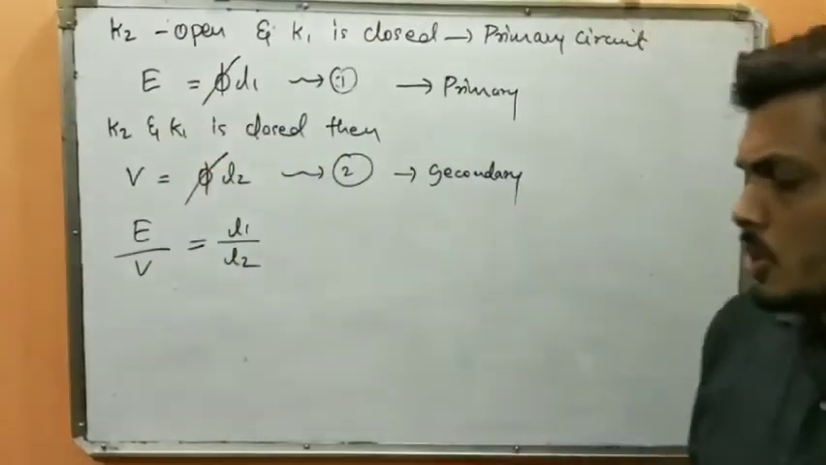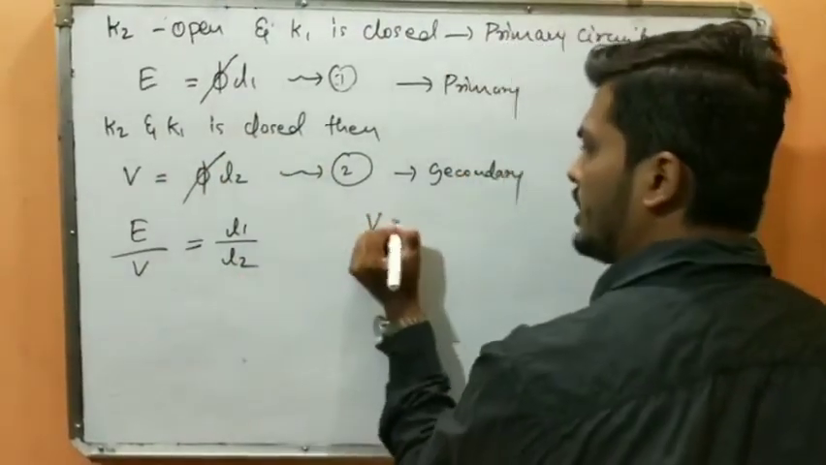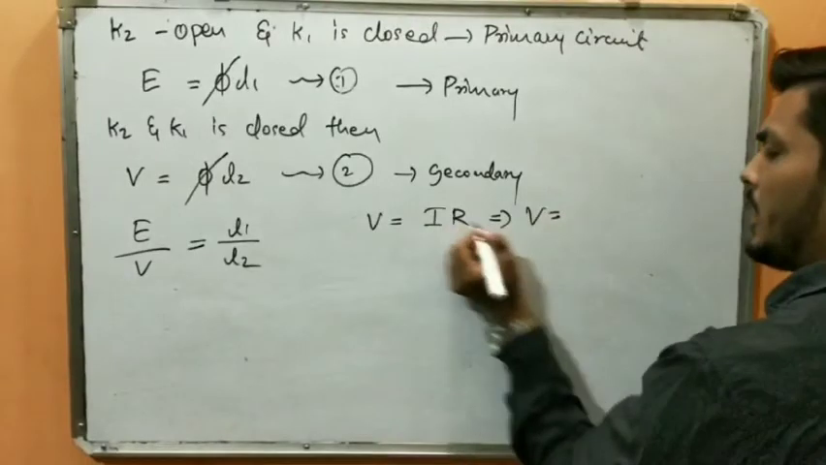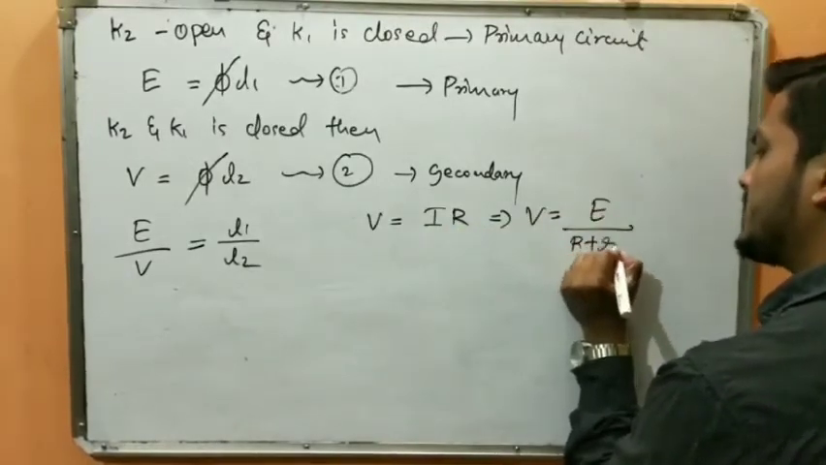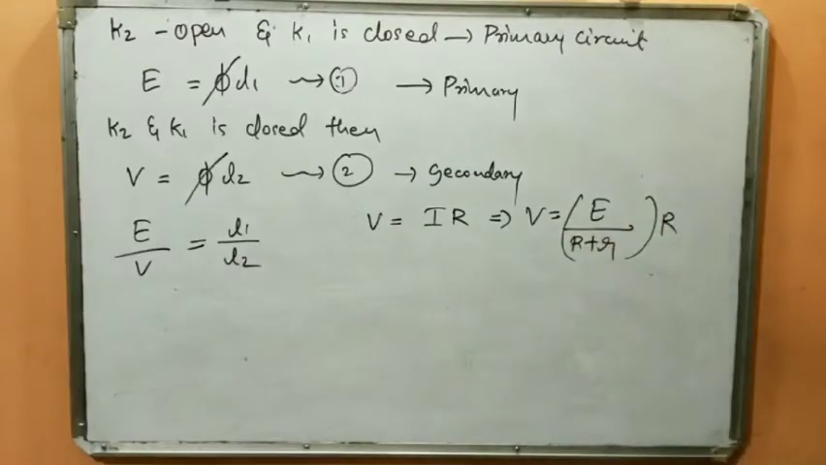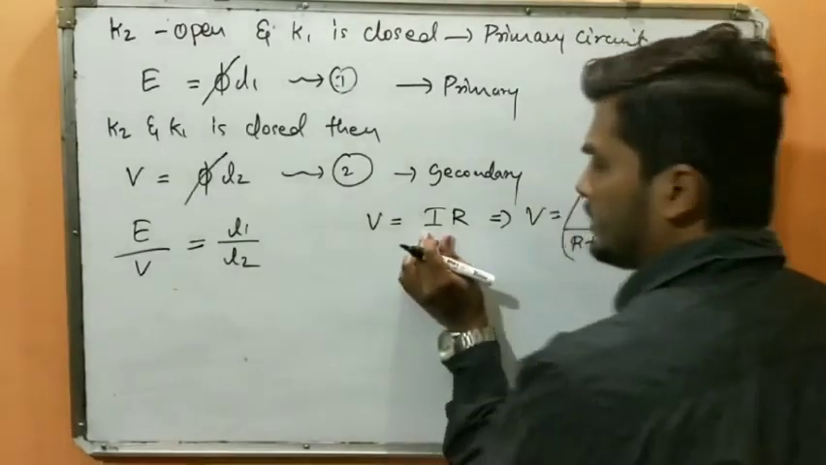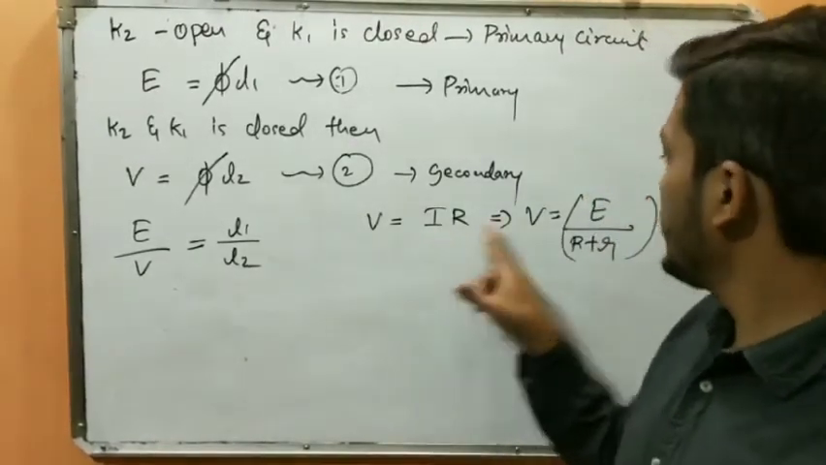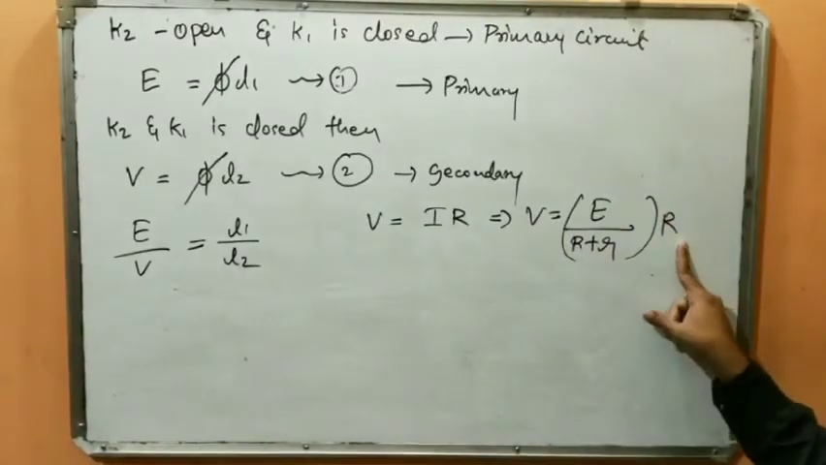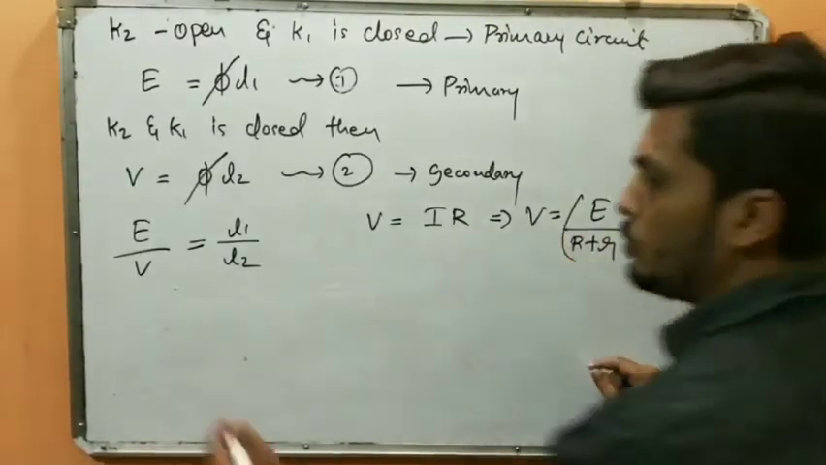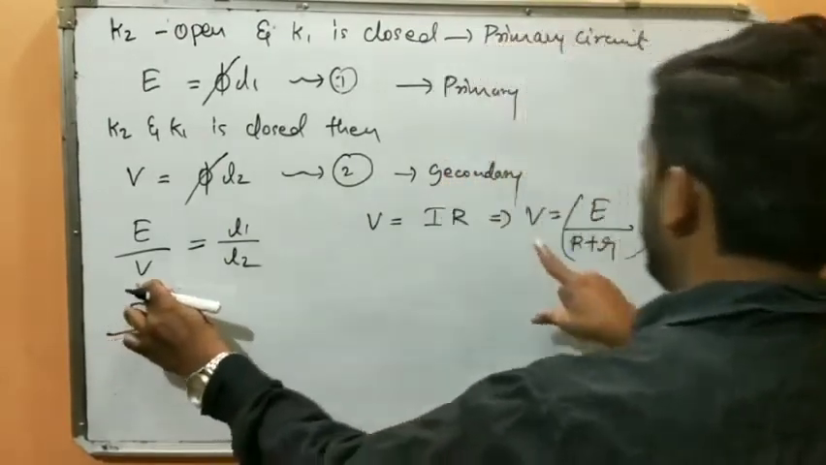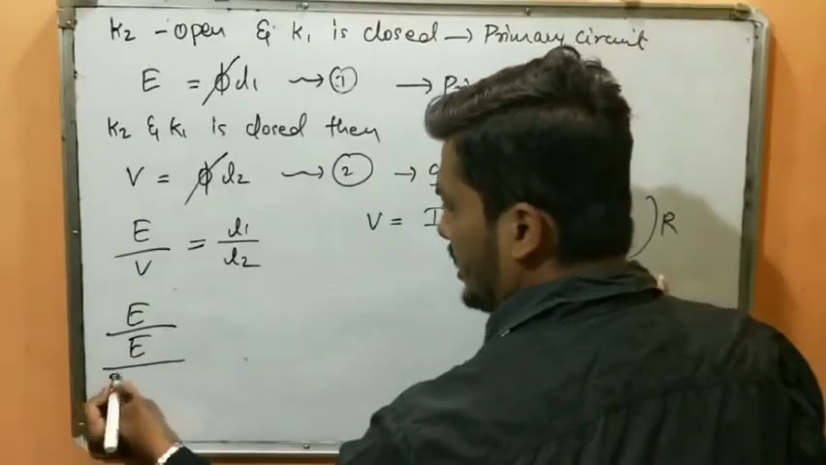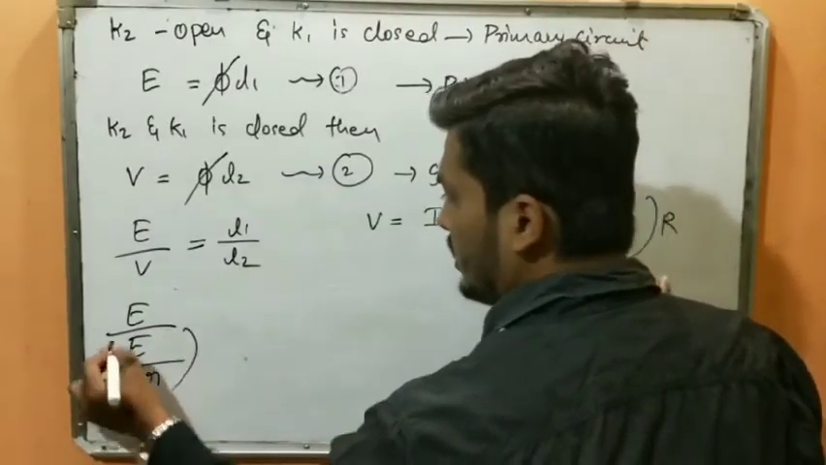Phi gets cancelled. So you know what V equals to? V equals IR. And what is the current through the cell? I equals E divided by R plus r, where r is the internal resistance. Students, can you recall what we have already studied about EMF, terminal potential difference and internal resistance of the cell? So instead of writing V, I will write V equals E divided by R plus r, into R.